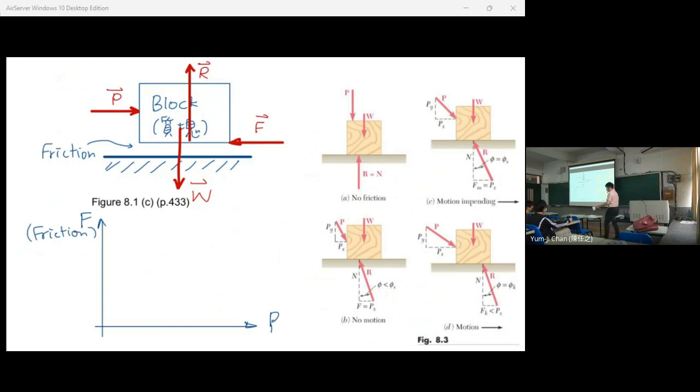You can try this: take your phone and push it. If the force is very small, it will not move. Only if the force is high enough will it move.